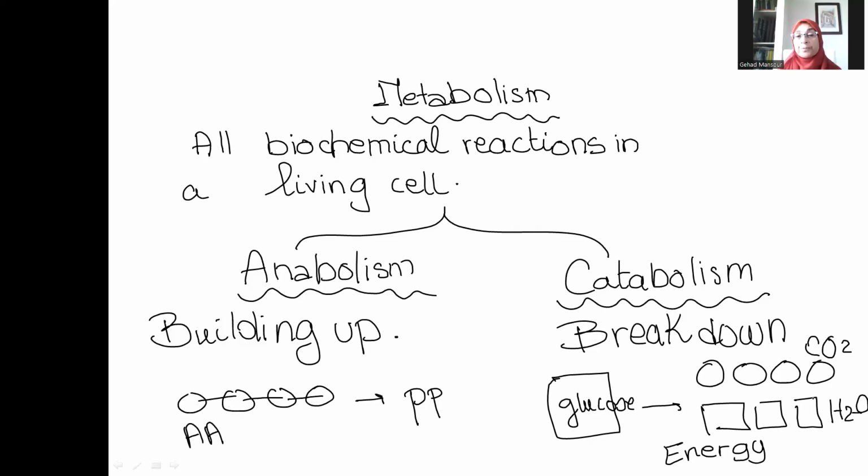And that's why the process of building up a polypeptide chain out of several amino acids linked together is an anabolic process, whereas the process of breaking down glucose to get energy in the process of cellular respiration, which ends up having carbon dioxide and water vapor as side products, is a catabolic process.